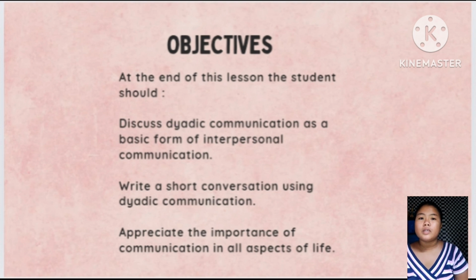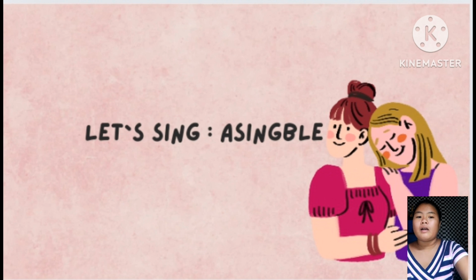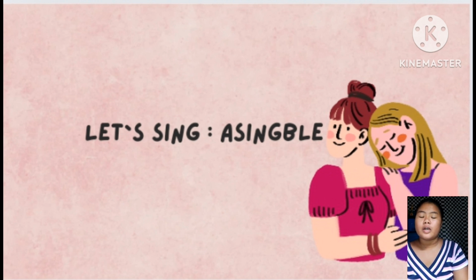But again, before we start our proper lesson, let us first sing. Let's have an activity first entitled a sing ball. What you are going to do is to sing those songs with lyrics, and at the end of that song there are scrambled letters that you should arrange. Okay, are you ready, class?